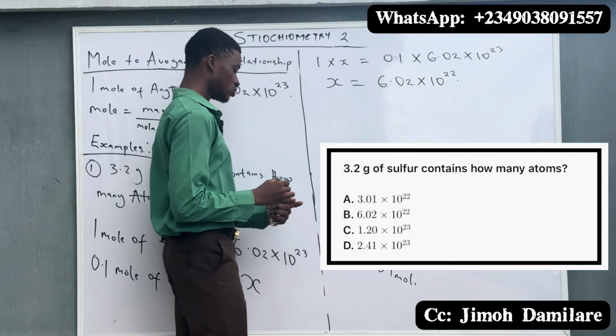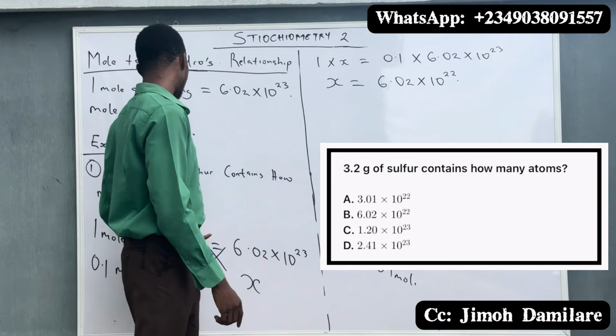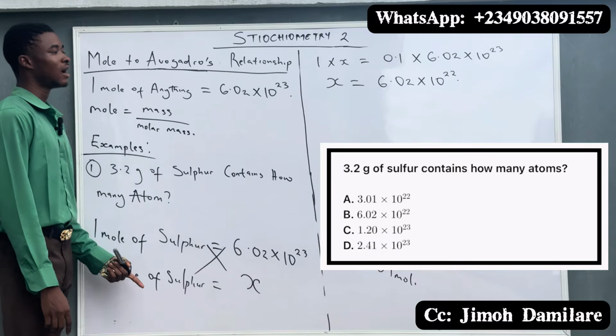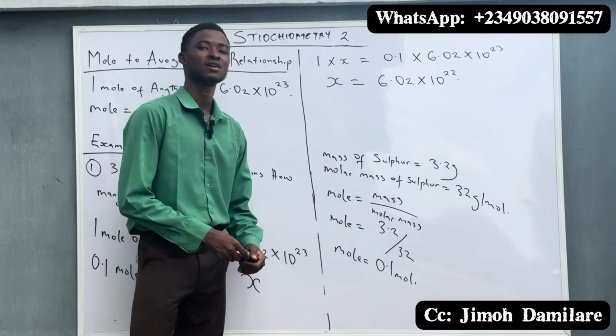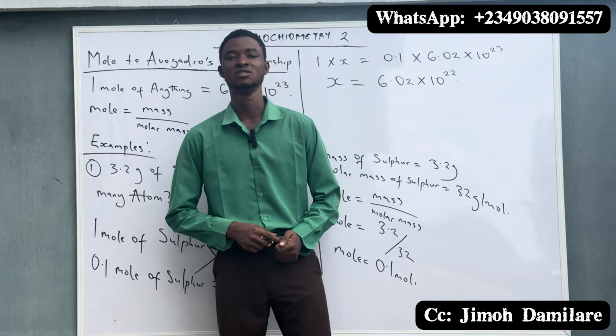So this is what you are going to get when you solve questions of this type. You can see it is very, very simple. You just have to convert the mass to mole and put it as your secondary mole. And from there, you get your final answer. And this will be all on everything about stoichiometry.